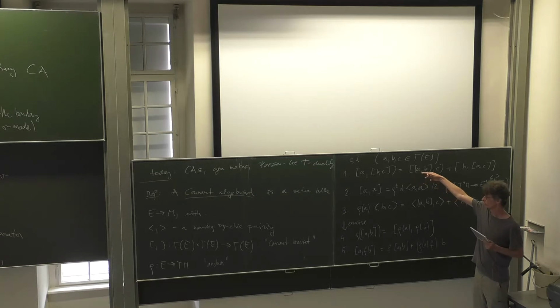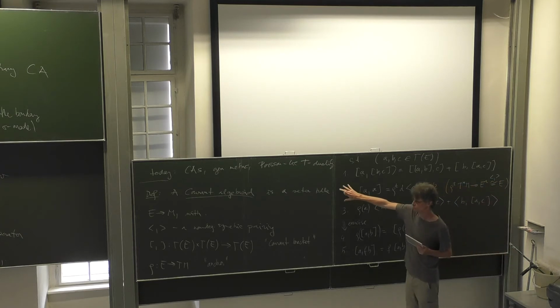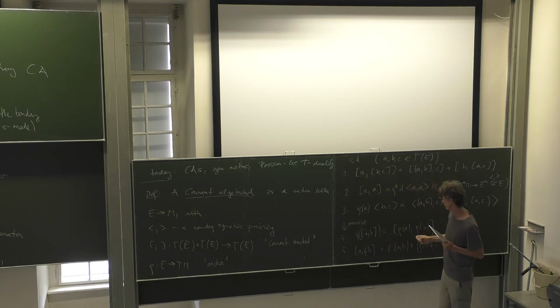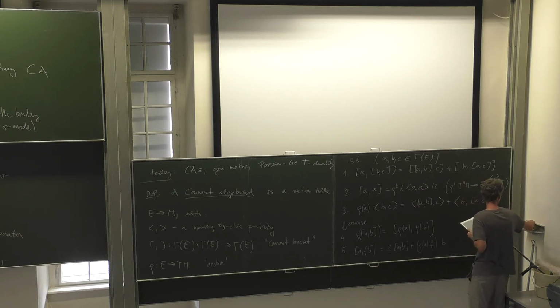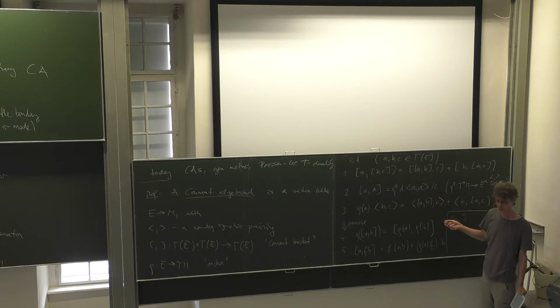Let us think a bit about what these five things actually say. With the exception of the second, which is the odd one, all of them basically say that taking the bracket with A is a derivation of our structure.